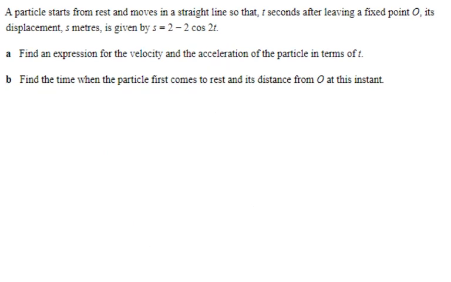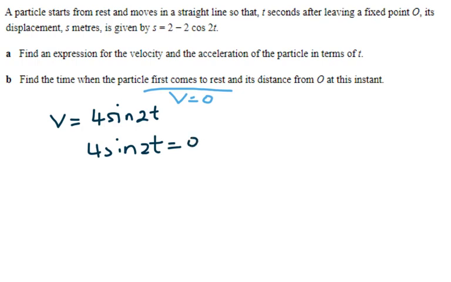Alright. Part B of the question asks you to find the time when the particle first comes to rest. So when the question is talking about the particle coming to rest, it means the velocity is equivalent to 0. Making use of what we have got previously, velocity is given as 4 sine of 2t. So we let this whole equation equal 0, which means that sine of 2t will be equivalent to 0.